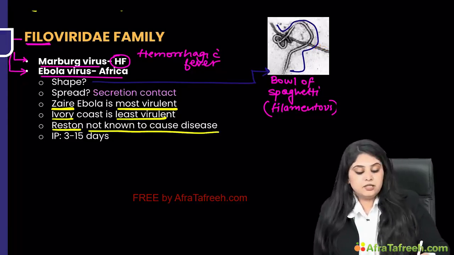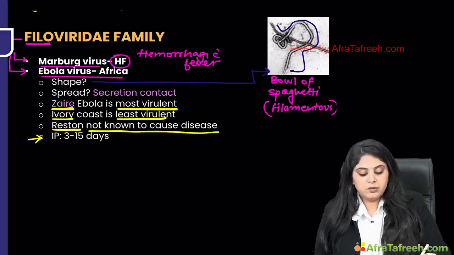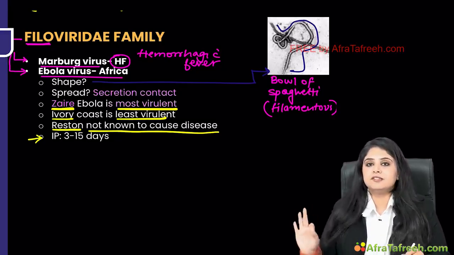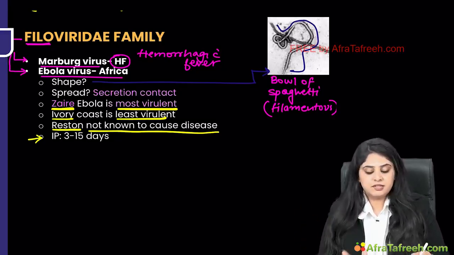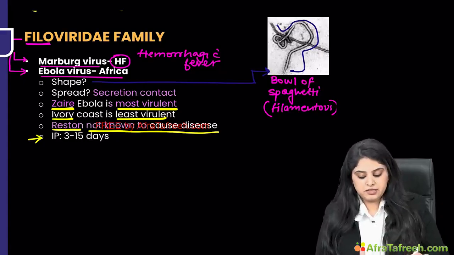If you can learn the incubation period, it is between 3 to 15 days. Not very important, I would say. But this is important. The Zaire is going to be very, very deadly. Theek hai? So I have learned Zaire is zabardast. It is going to cause maximum virulence. And Reston is resting. It is not going to cause any disease in humans.